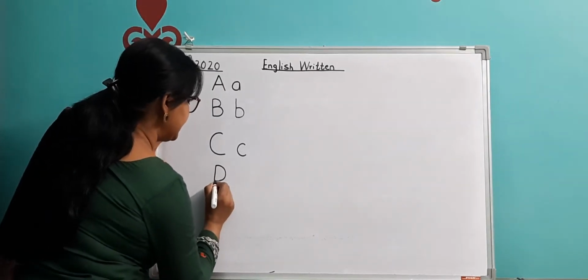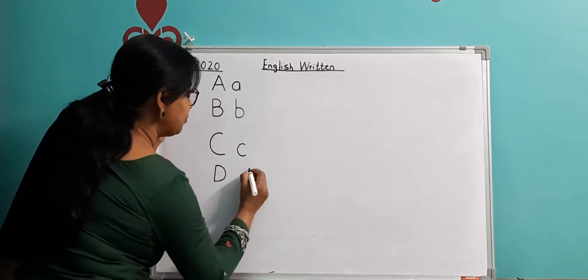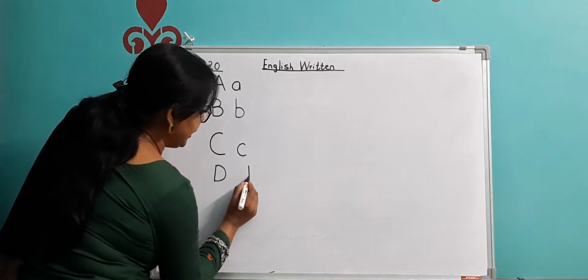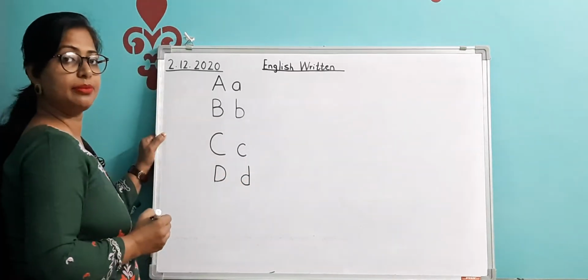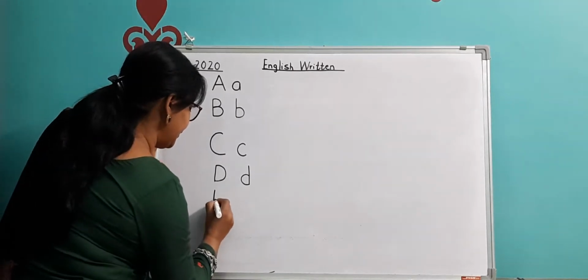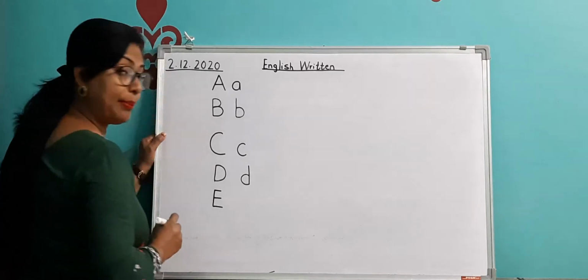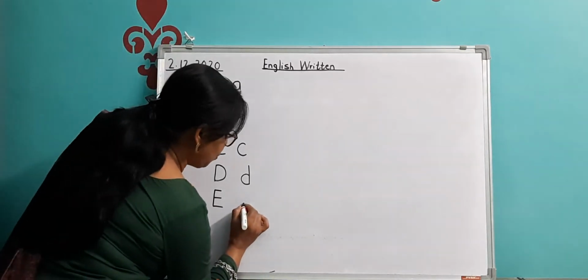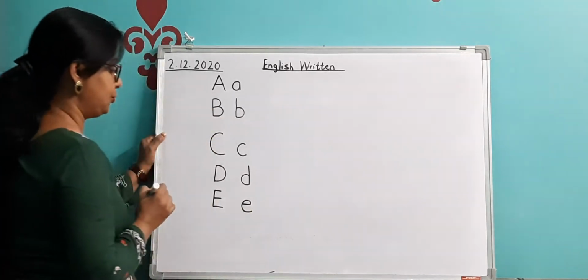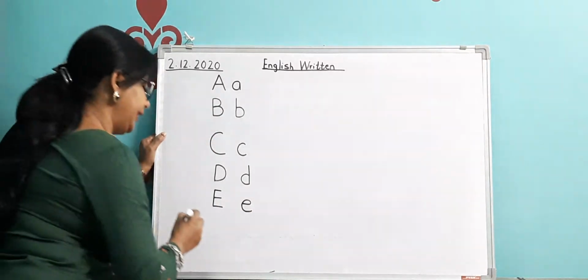Okay, then comes D. This is capital D, and small d. How do you write? Standing line, and this C you will bring it over here and you will close it. Now this has become D, small d. Then after D comes E. This is capital E, and how we write small e? Sleeping line and a semicircle. So now this is small e.